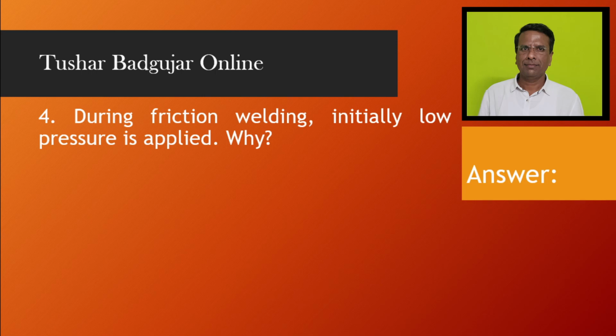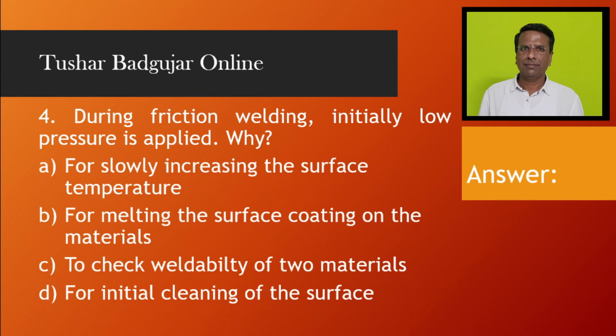During friction welding, initial low pressure is applied. Why? For slowly increasing the surface temperature, for melting the surface coating on the materials, to check weldability of two materials, for initial cleaning of the surface. And the answer is D. For initial cleaning of the surface.